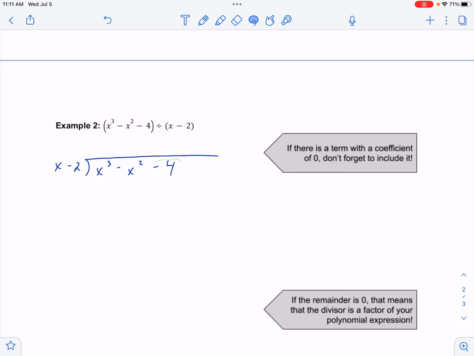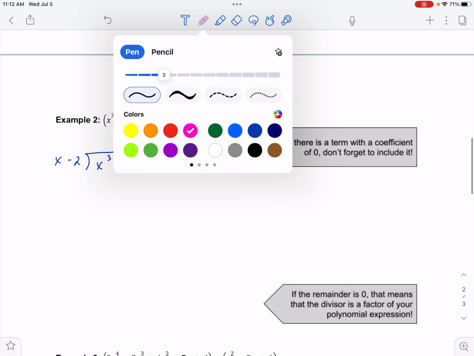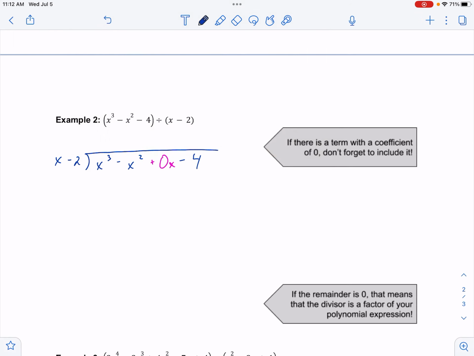So what I'm going to do is shift the negative 4 over, and I'm just going to add, and I'll do it in hot pink, a 0x. 0 times x is just 0, so I'm not actually adding anything here. It's just for notation purposes that allows me to do the long division. And now I'm going to continue with the usual process.